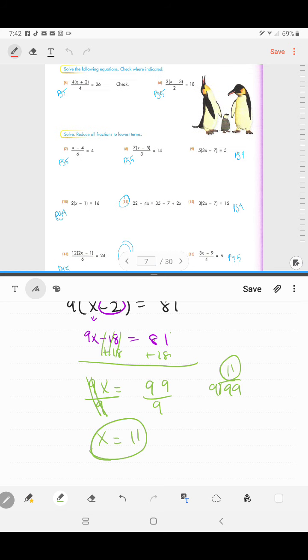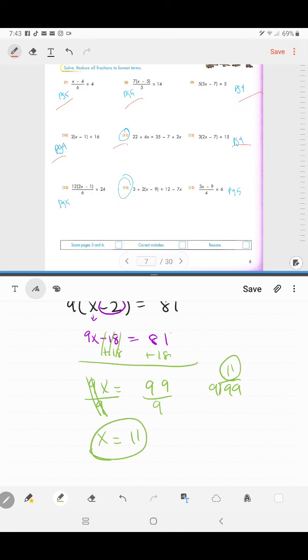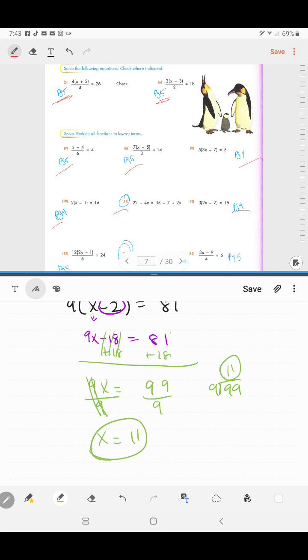You guys can do this page 5. We just did all of these. All of them, we just did them. So you guys can go back and look at those.